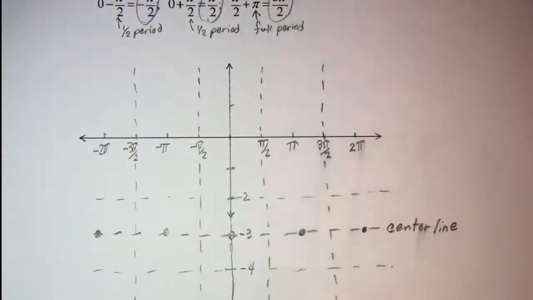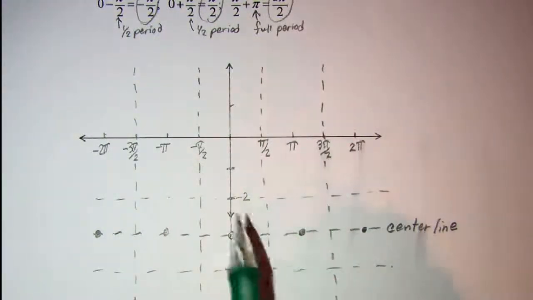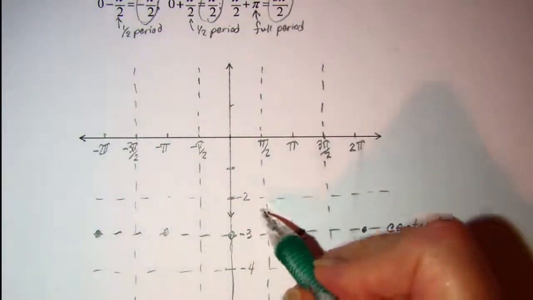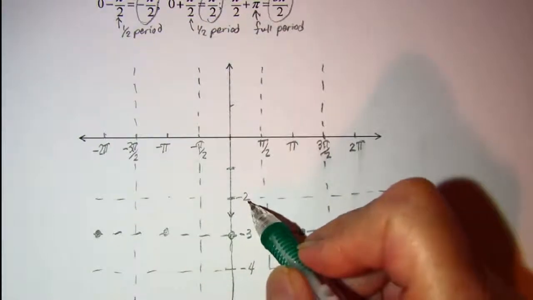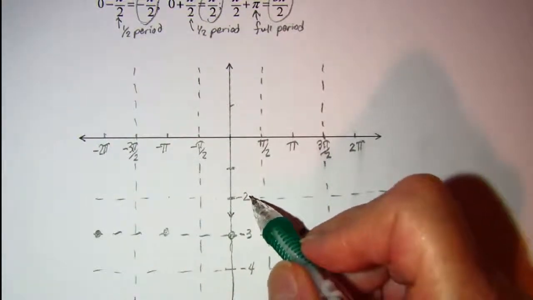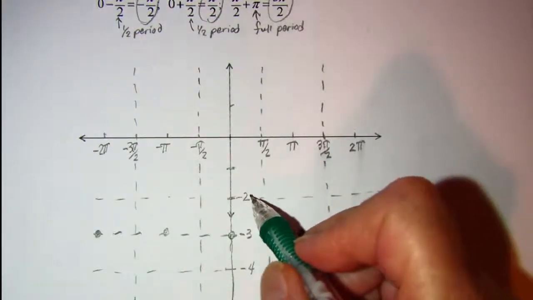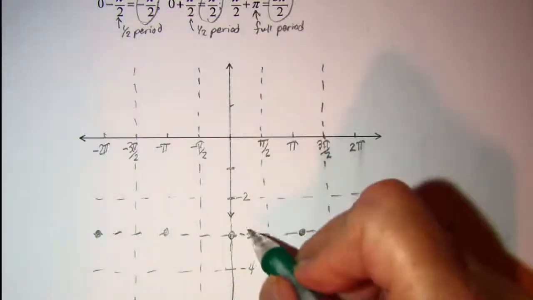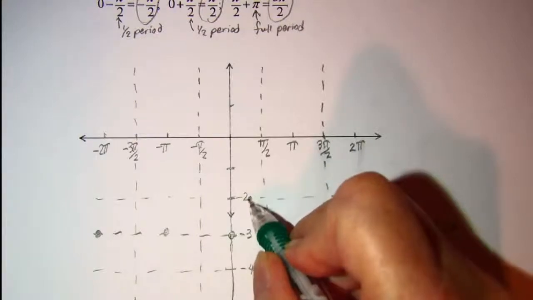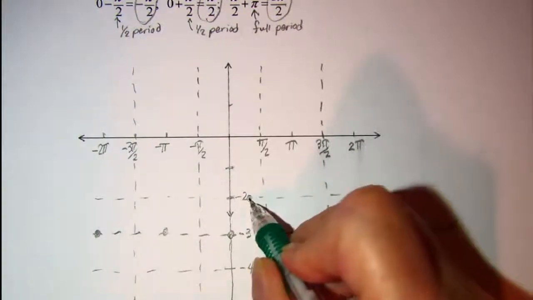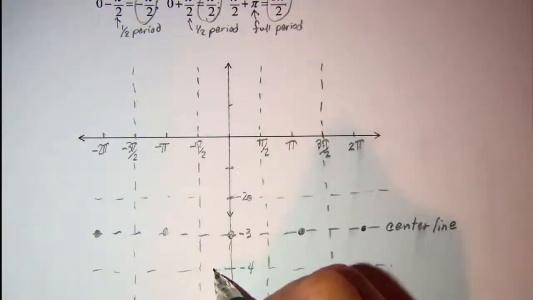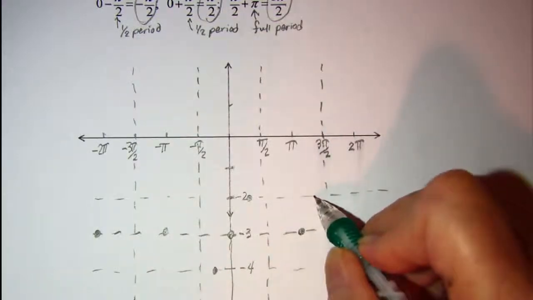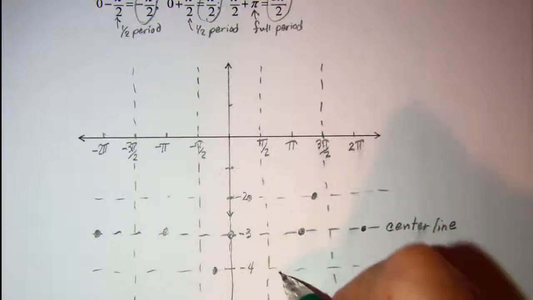And then halfway between my 0 and my asymptote is where my 45-degree angle would be, which has a tangent of 1. And my A value is 1. So I'm going to go ahead and mark that. 1 here, and then negative 1 on the other side. Here, negative 1 here.